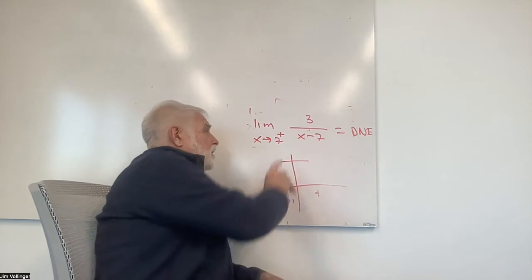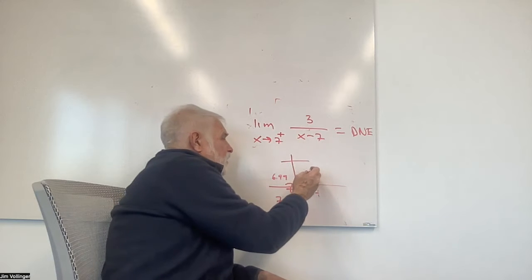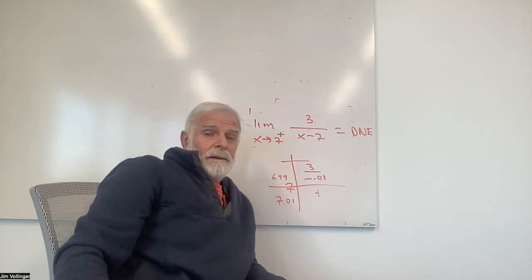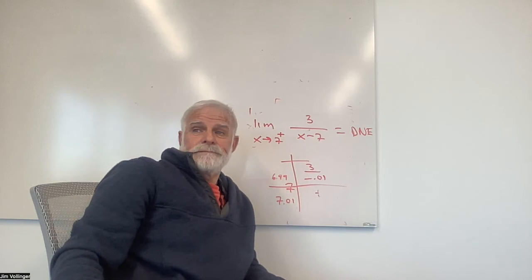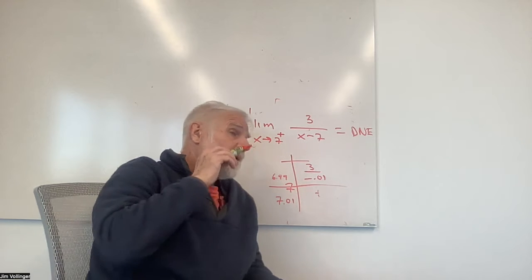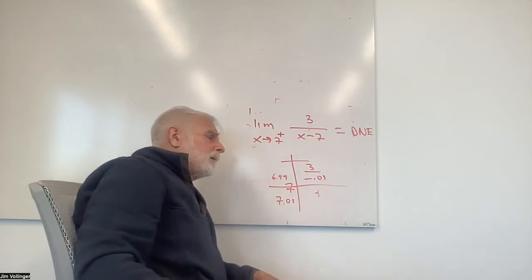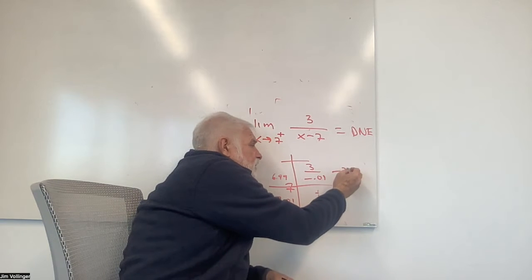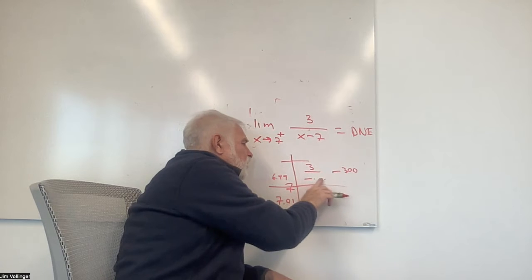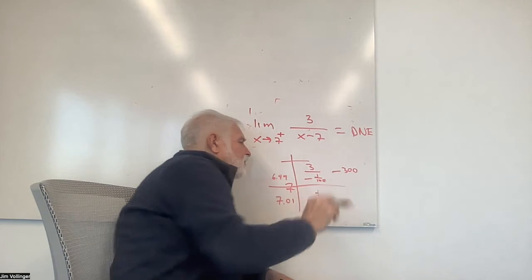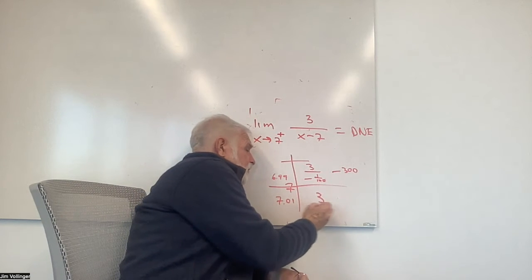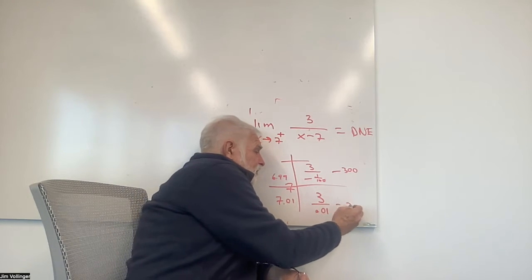7.01, I do. If I put 6.99 in here, I get 3 over negative 0.01. That's minus 300. Tired man here. So this is a negative sizable number, right? I had to do that with my brain right now to see the minus 300. Whereas if I do 7.01, I get 3 divided by positive 0.01, which is positive 300.